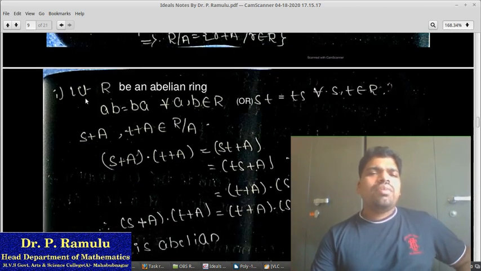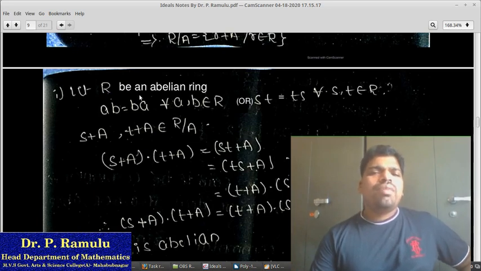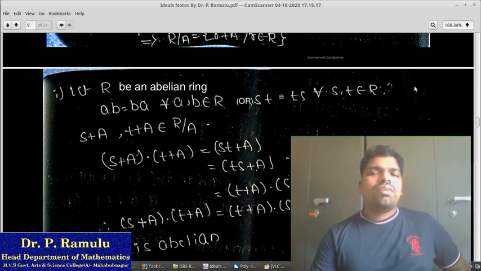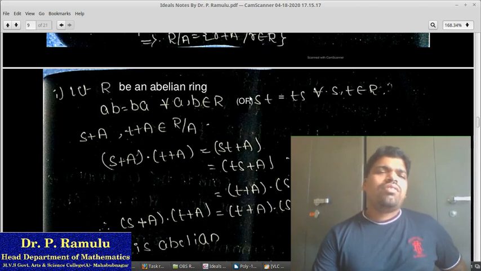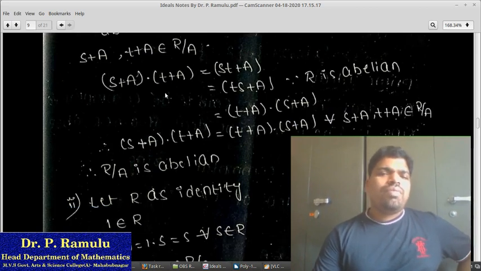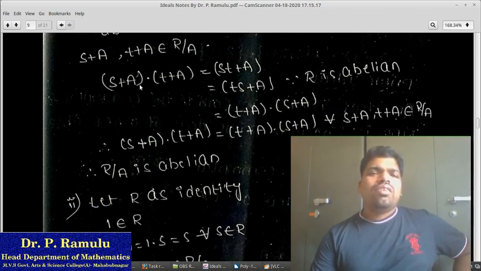Let R be a commutative ring. What we know is that ab equals ba for all a, b belonging to R. Or you can write st equals ts for all s, t belonging to R. Here I am using s, t. So I take elements s plus A and t plus A belonging to R by A. I am verifying the commutative property: s plus A into t plus A is written as st plus A, which equals ts plus A.